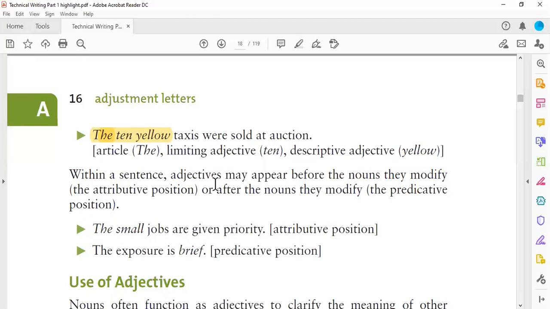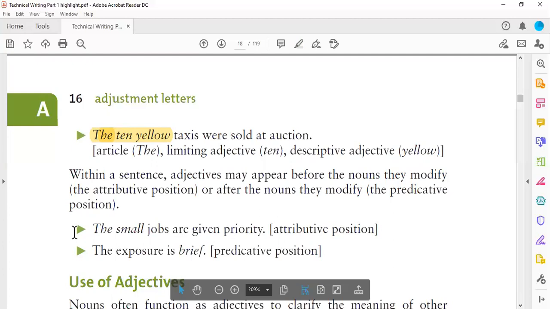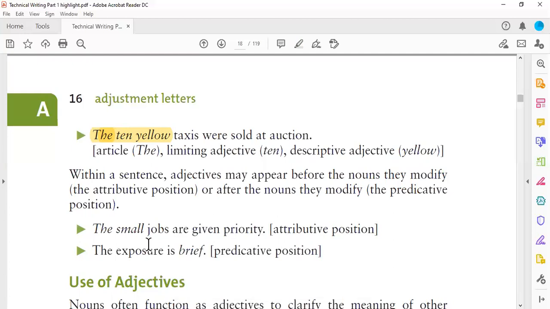Within the sentence, adjectives may appear before the noun they modify, the attributive position, or after the noun they modify, the predicative position. The small jobs are given priority. This is an attributive adjective. The exposure is brief. This is predicative.